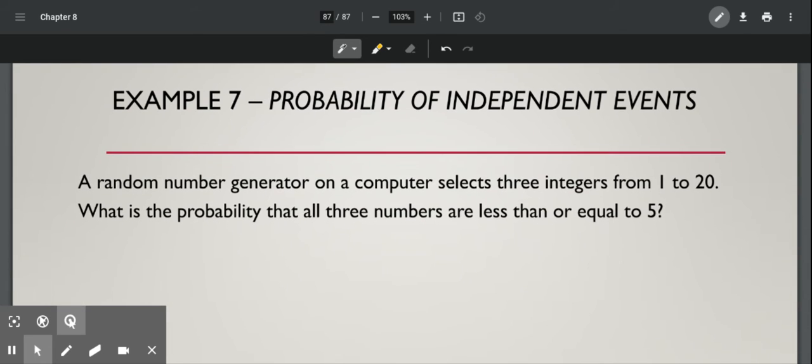So if we look at this example, it says a random number generator on a computer selects 3 integers from 1 to 20. What is the probability that all 3 numbers are less than or equal to 5? So if we let A represent selecting a number from 1 to 5, because less than or equal to 5, then the probability of A would be selecting a number from 1 to 5. Out of the numbers 1 to 20, we could have 5 out of 20 of our numbers.